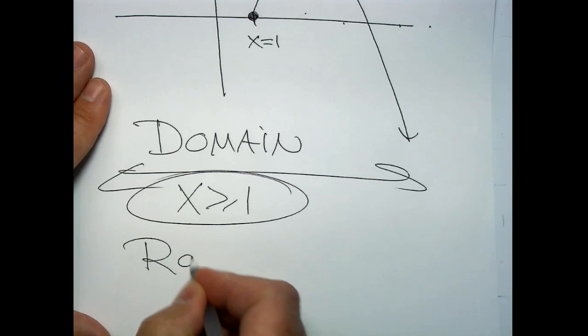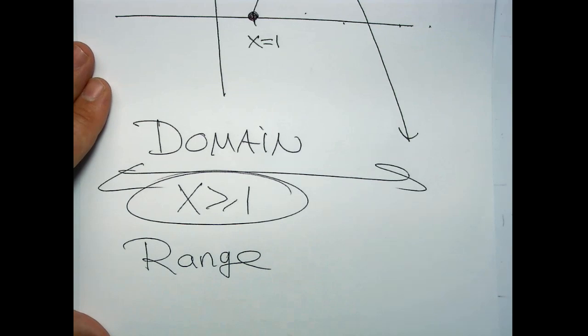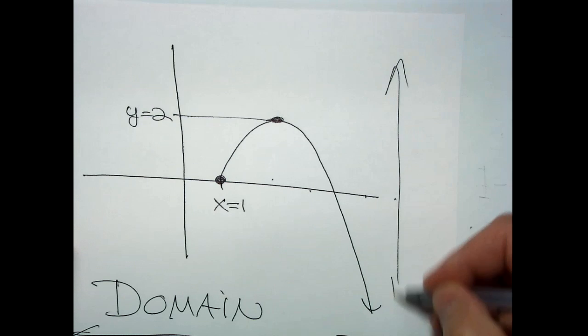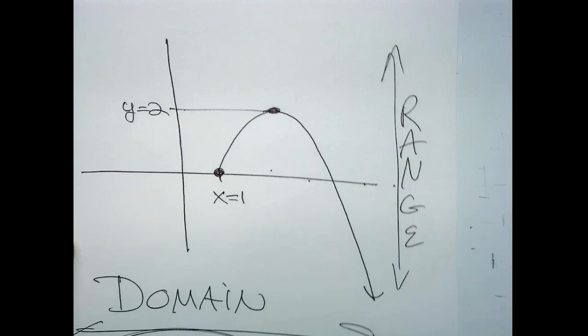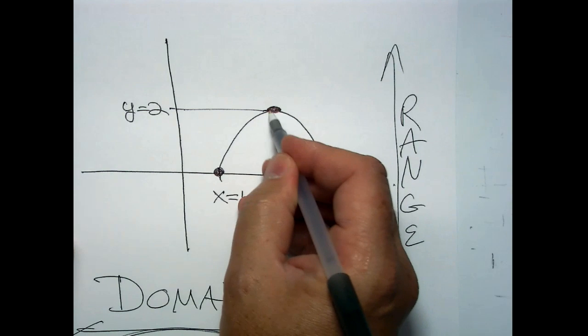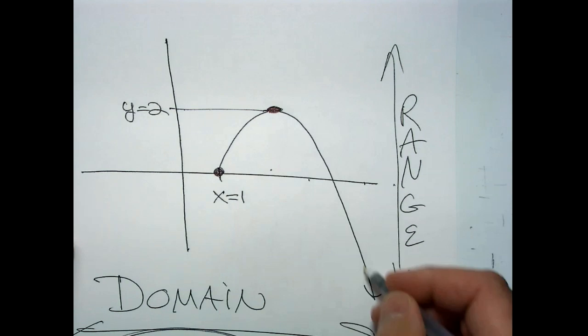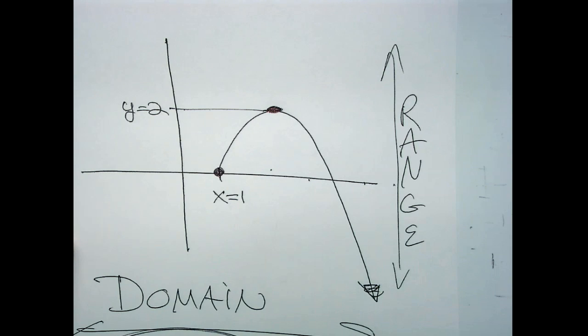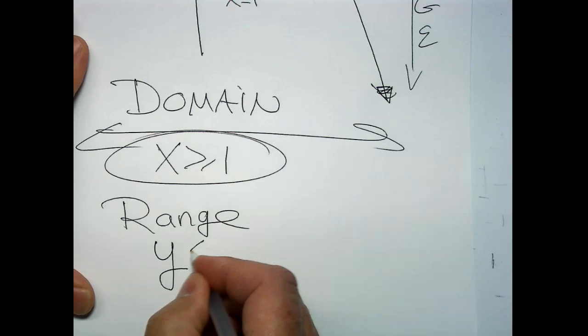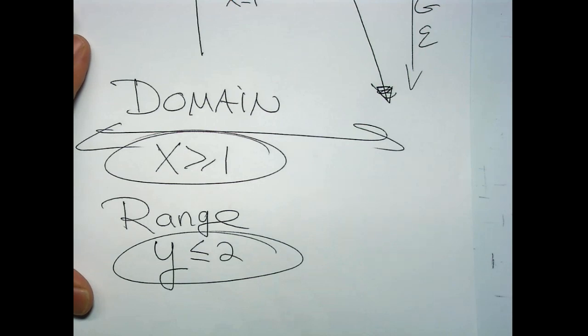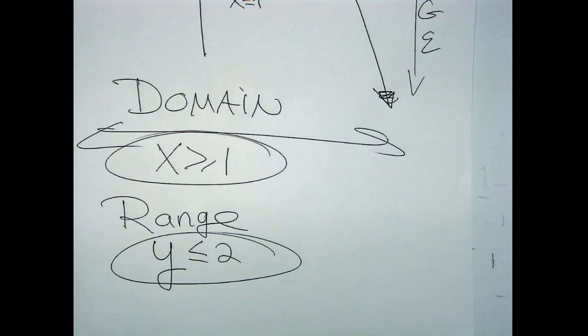The range is the range of output values. What y values are you getting? Now to do that, you want to look up and down to find your range. And I think what I see on this graph is that my y values peak at 2, and they go all the way down to negative infinity. So I think a great expression for range here would be y is less than or equal to 2. So that's determining domain and range just given a graph.